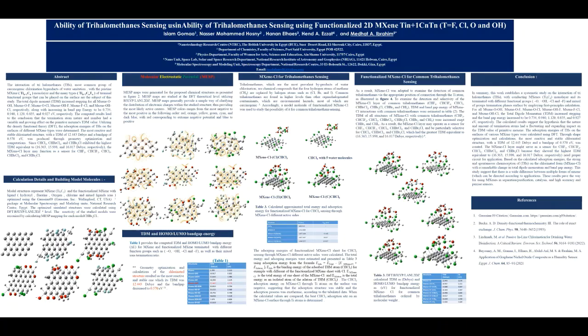Hi everyone, I will talk about the most trendy advanced two-dimensional material nowadays and its ability for sensing of carcinogenic materials. Our title here is Ability of Trihalomethane Sensing Using Functionalized 2D MXene, which has a formula of Ti(n+1)C(n)T(n), where T can be fluoride ions, chloride ions, oxygen ions, and hydroxyl ions.